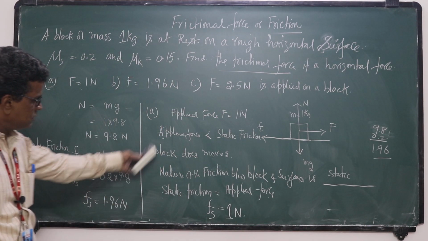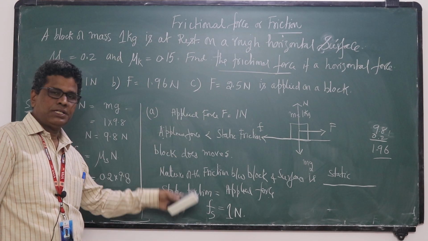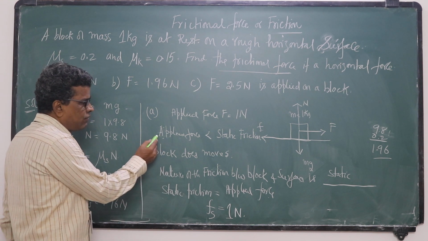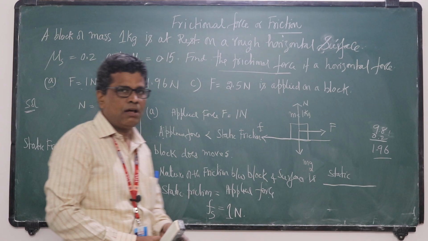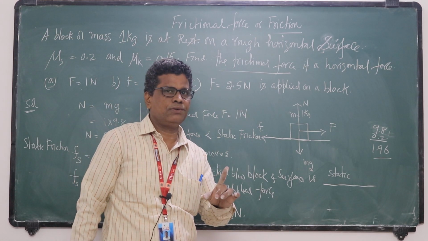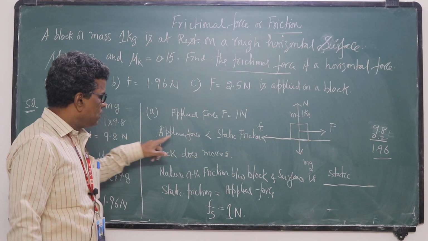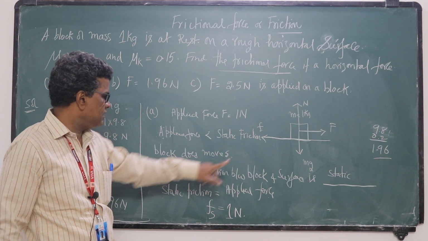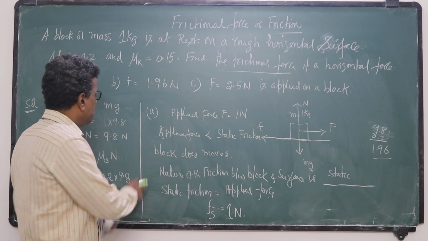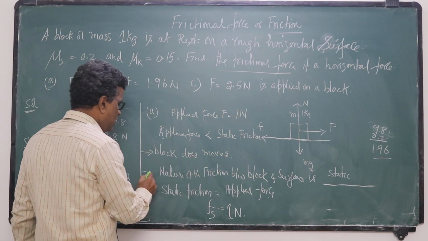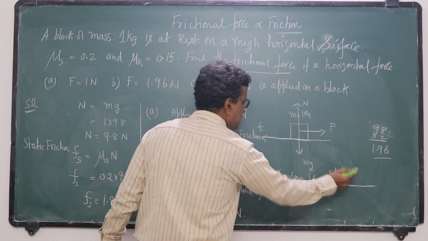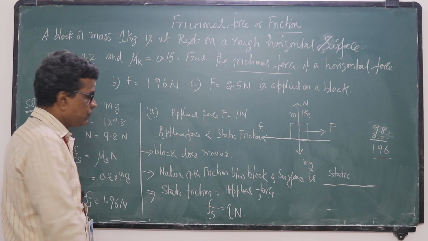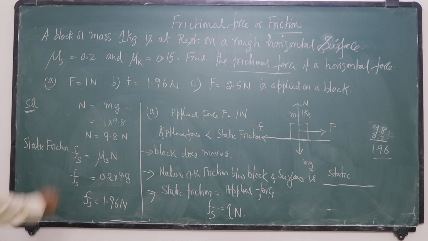Clear this point? This is a very important point. Try to understand what I am saying. Once again I am repeating. To check whether the block is moving or not, you have to check with the static frictional force value. If the applied force is less than the static frictional force, the block does not move. Then the nature of the frictional force between the block and the surface is static, and its value is equal to the applied force, that is 1 Newton. That is case A.